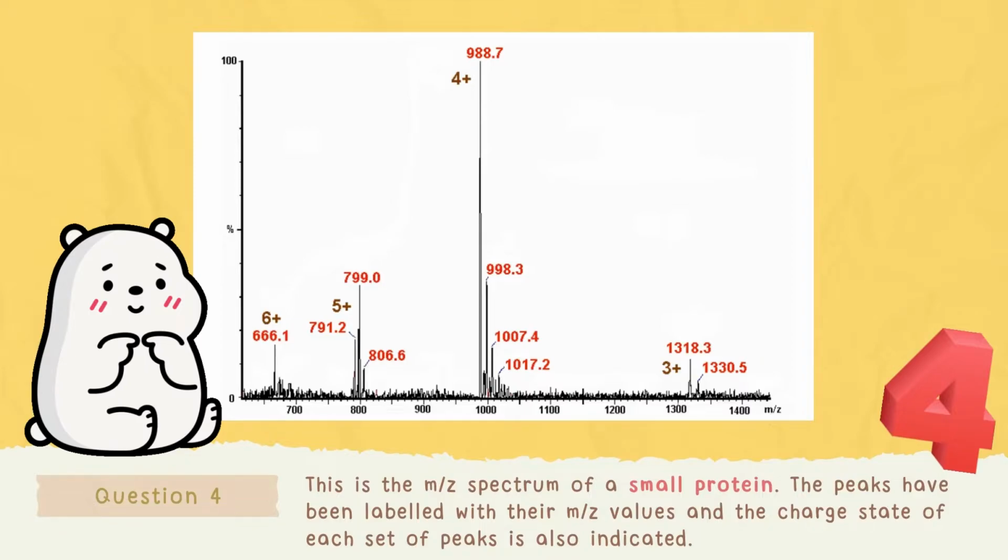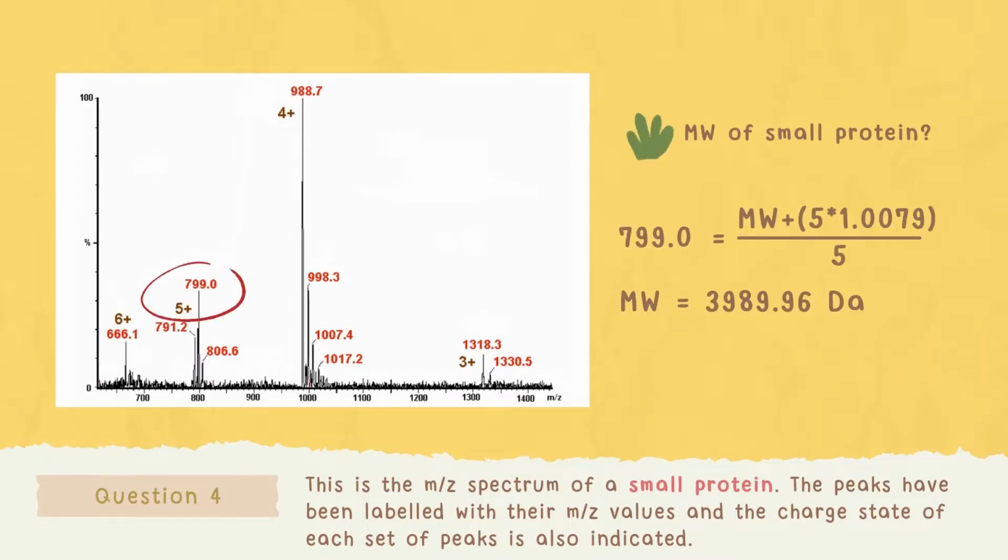protein. The peaks have been labeled with their m/z values, and the charge state of each set of peaks is also indicated. The molecular weight of this small protein is determined through using the equation we have earlier, where m/z is equal to molecular weight plus n times 1.0079 all over n. Since the mass-to-charge ratio is labeled along with the number of protons per set of peaks, we can substitute the values into the equation to get the molecular weight of this small protein.